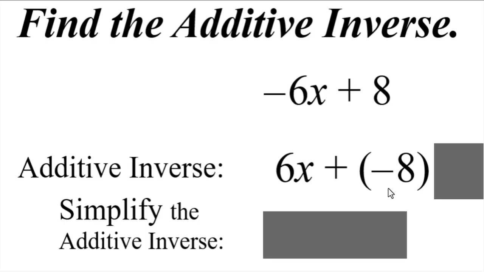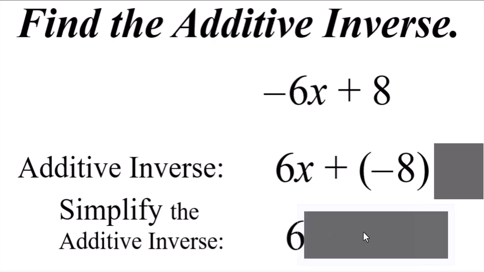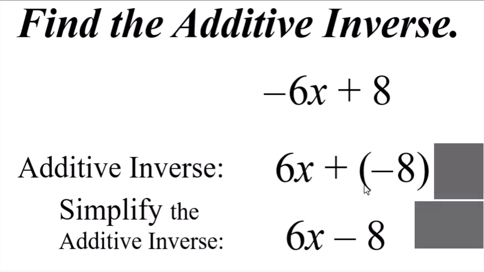Instead of plus negative, we talked about this in the previous video, we're going to write this in a simpler way where there's only one symbol in between. So instead of adding a negative 8, we're going to write that as minus 8. They mean the same thing, but subtracting 8 is a lot simpler looking than adding negative 8.